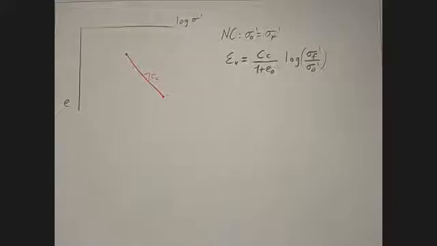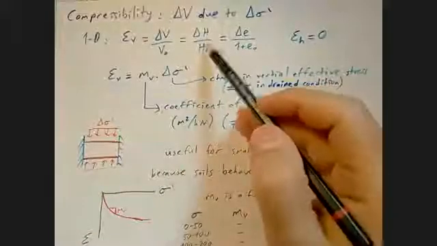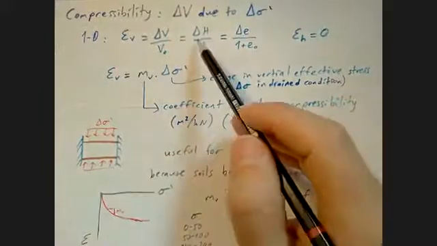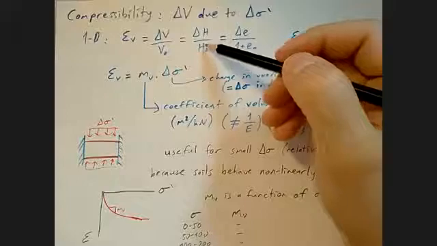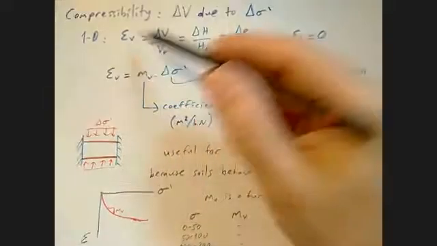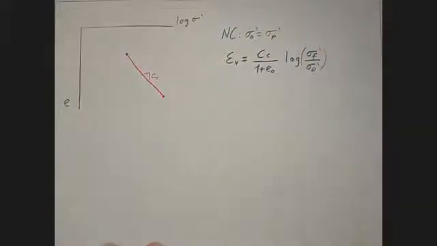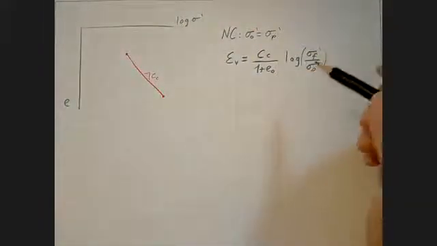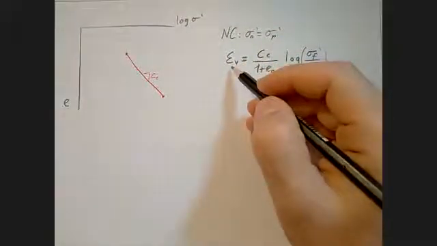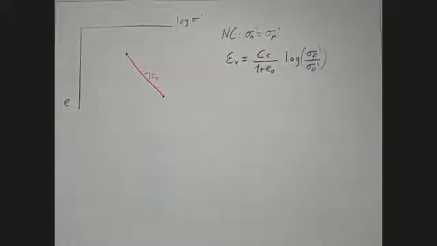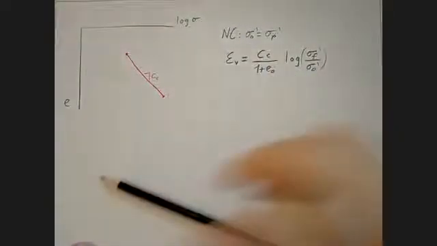And if you are going to convert this to settlements, then you can easily do that. For example, for a layer of given height, you can multiply the strain by height to determine how much that height changes. So anyway, we can generalize it much better if we work it in terms of strains. So this is the normally consolidated version.